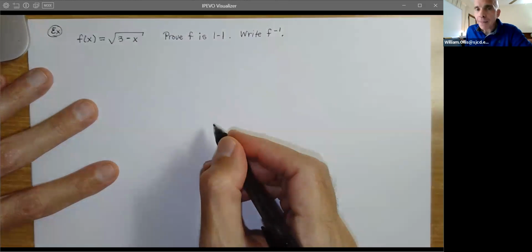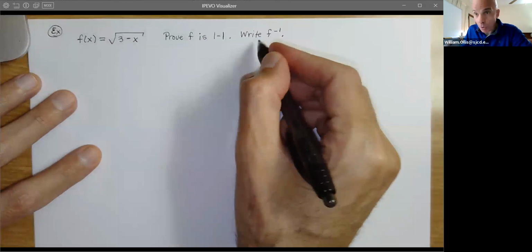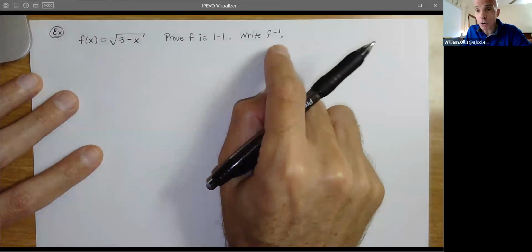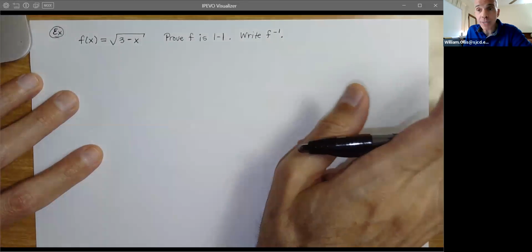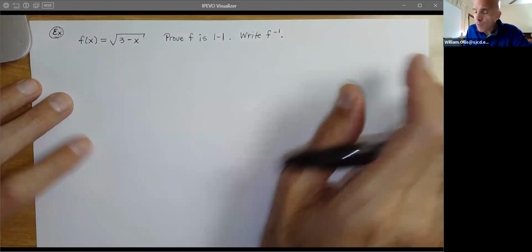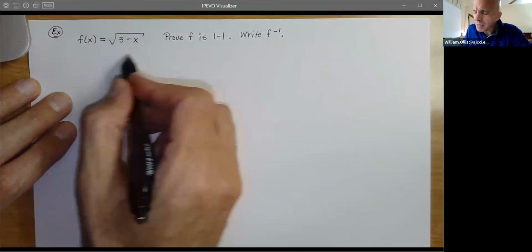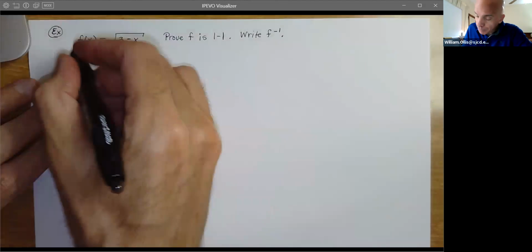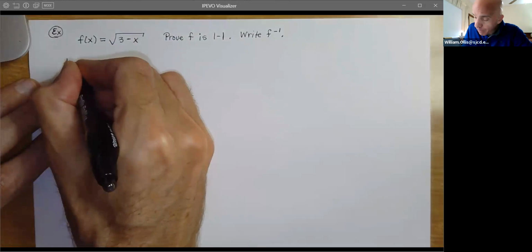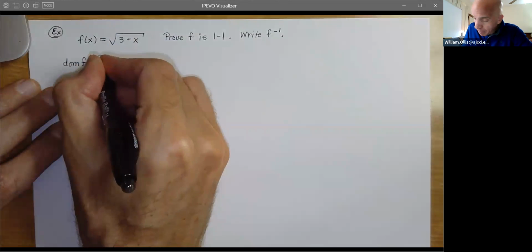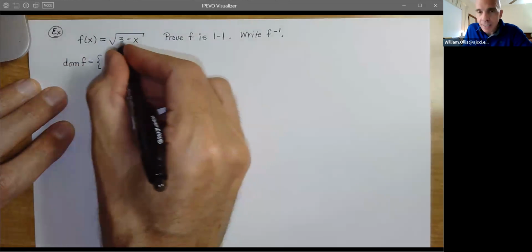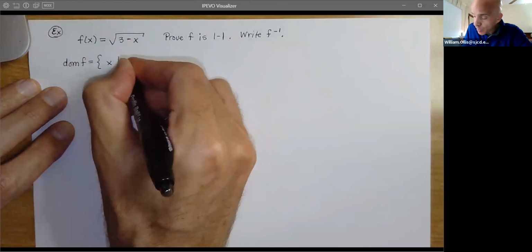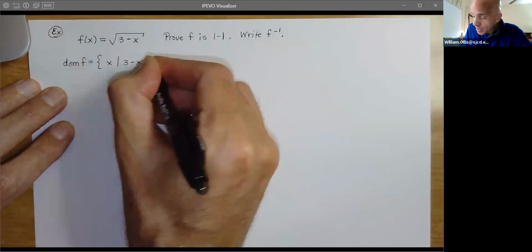So again, don't worry that you might be working a problem where a nice formula for this is not available. If you've shown that a function is 1-to-1, you know it exists. So first, what we want to do here is kind of look at this. First, let's just do some college algebra to it. The domain of F, and we're good at this, that'll just be non-negative input. So we have x such that 3 minus x is non-negative.